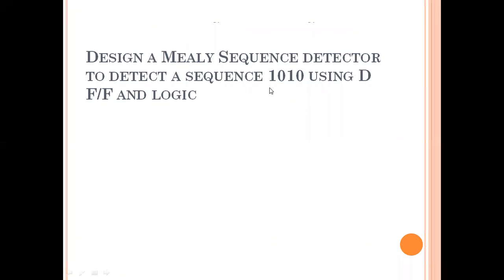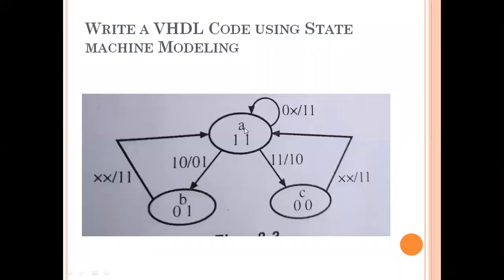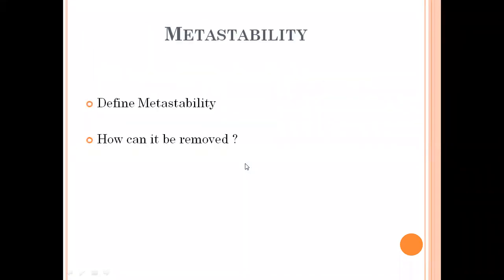In the next lecture, we will design a Mealy sequence detector to detect the sequence 1010 using D flip-flops and logic. So we will take that in the next lecture. But now at your home, you have to write a VHDL code for this state diagram. We will cover one small concept of unit 2, that is metastability.